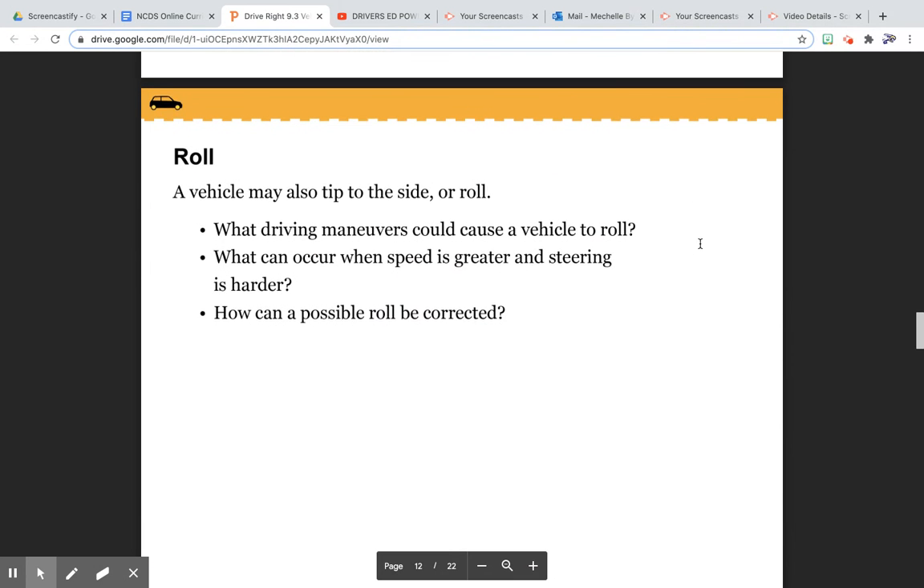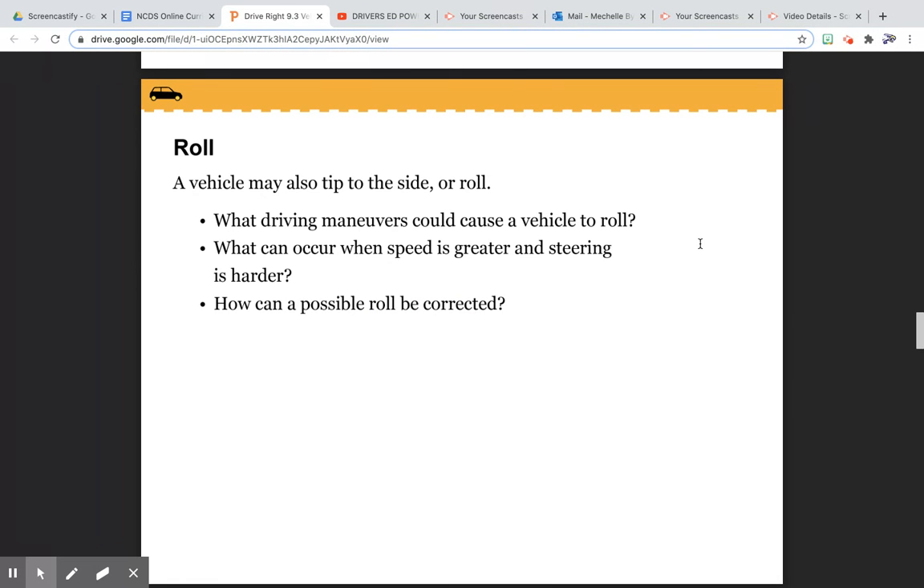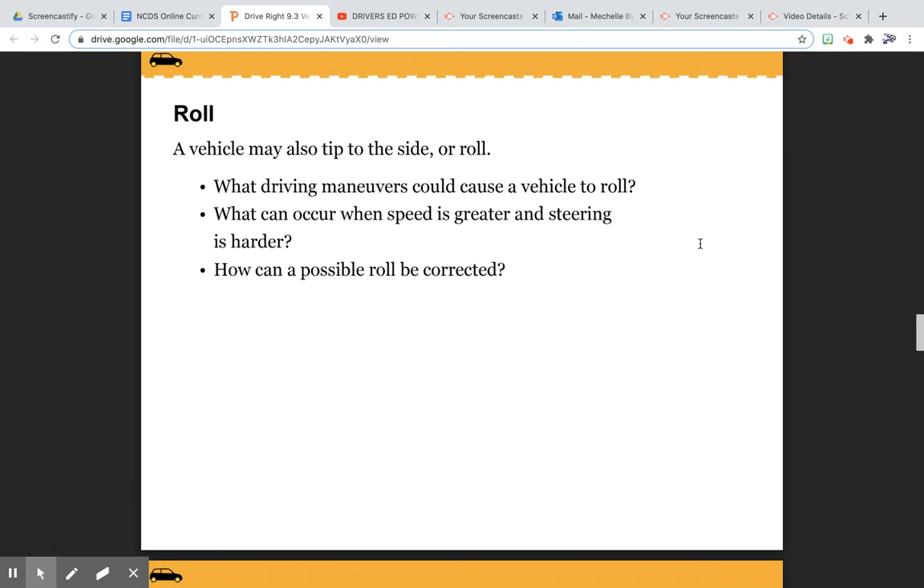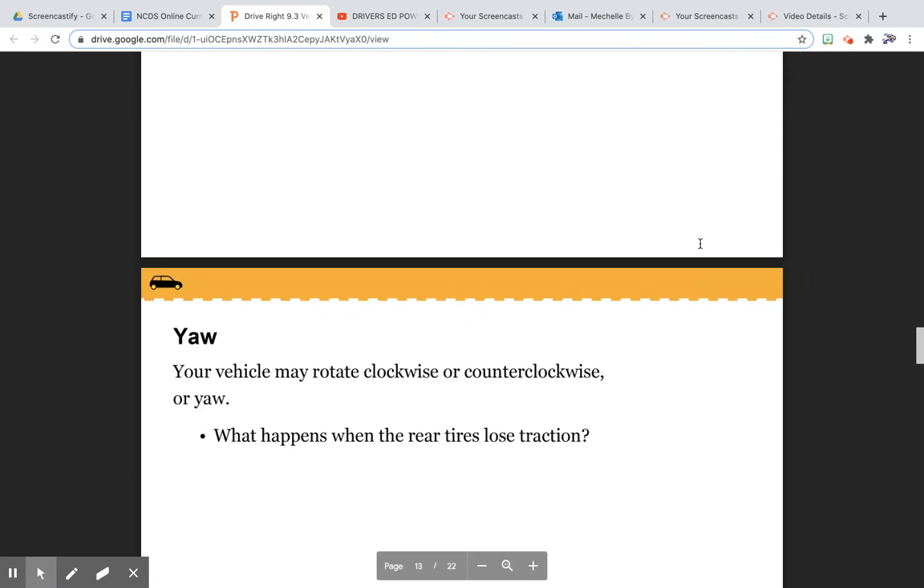Roll. A vehicle may also tip to the side or roll. What driving maneuvers can cause a vehicle to roll? What can occur when speed is greater and steering is harder? How can a possible roll be corrected?